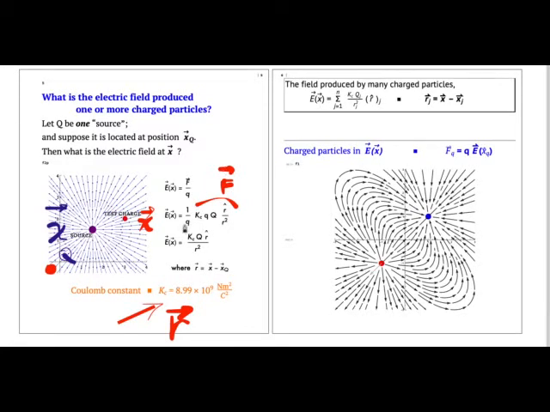Now look what happens. The charge of the test particle cancels. Little q cancels out. So the electric field due to a source charge Q is kQ over r squared, r hat, where r hat is the direction away from the source particle. So here's an equation you've got to have in your notebook. You'll be using that over and over again.